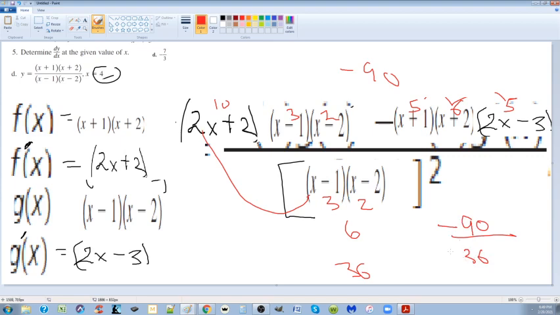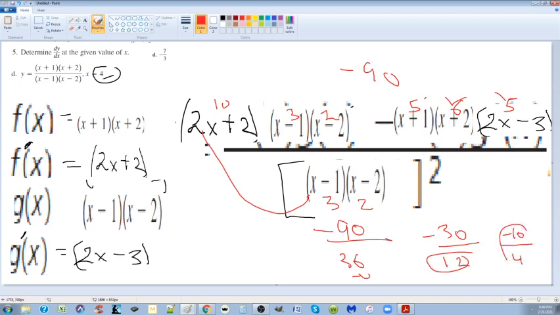Both of them can be divided by 13, I think. But if you don't know that, just start with, you know they're going to be divided by 3. So start with 3, and you get minus 30 and 12. And then you can see, oh, they're still divided by 3. And you get minus 10 over 4. And then you can go, oh, they're divided by 2. And you get minus 5 over 2. Oh, I got the wrong thing. So I did a division wrong somewhere.